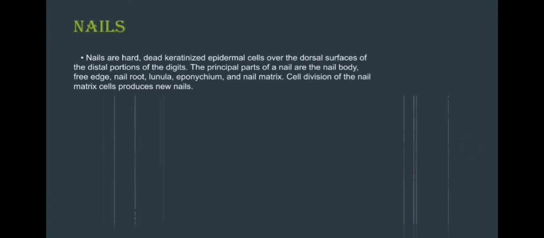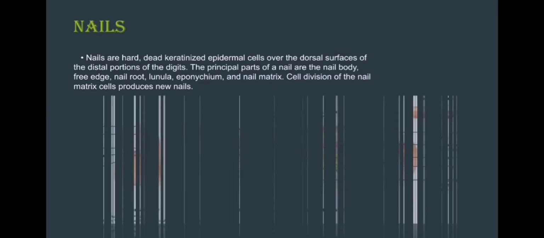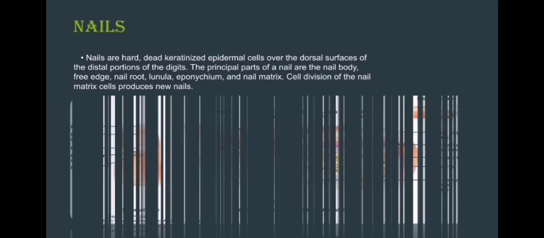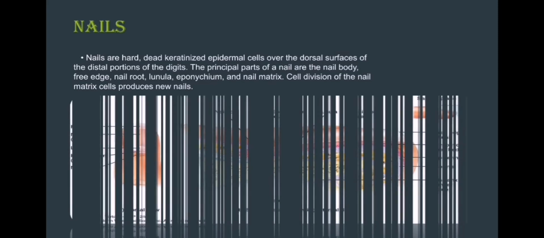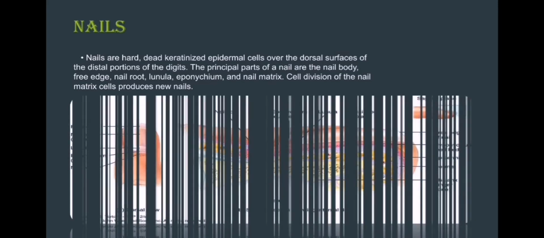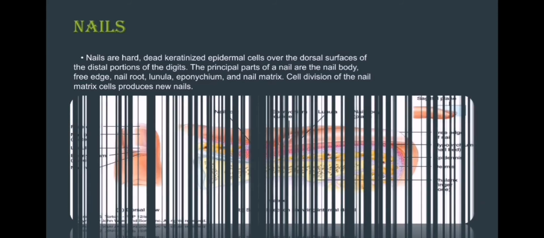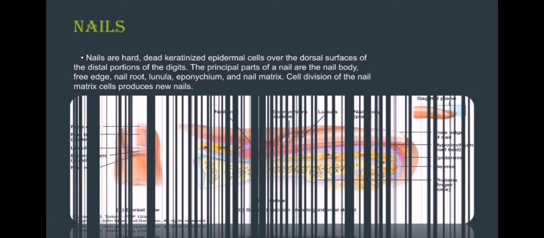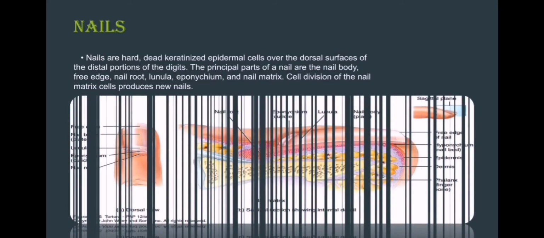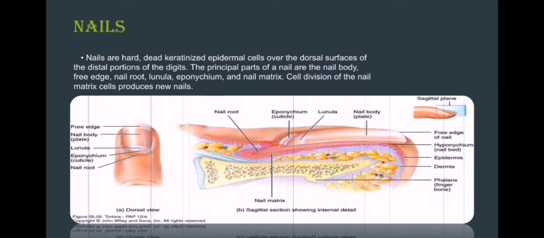Nails are hard, dead, keratinized epidermal cells over the dorsal surfaces of the distal portions of the digits. The principal parts of a nail are the nail body, free edge, nail root, lunula, eponychium, and nail matrix. Cell division of the nail matrix cells produces new nails.